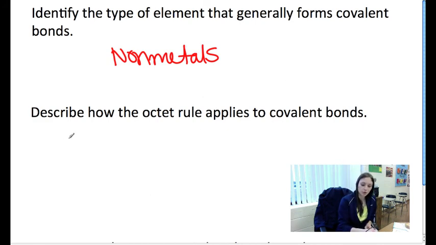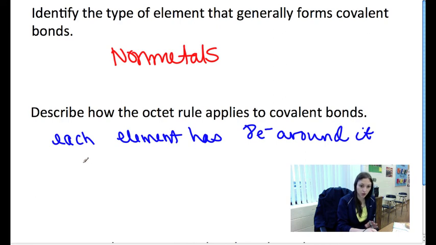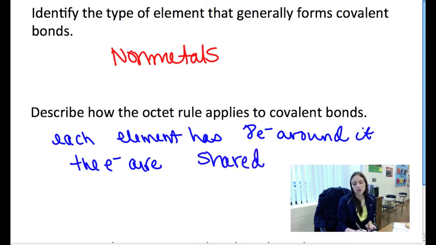So here we're looking at how each element has 8 electrons around it, but instead of being lost or gained, they are shared. So they share to have 8 electrons around it, not losing or gaining like we do in an ionic bond.